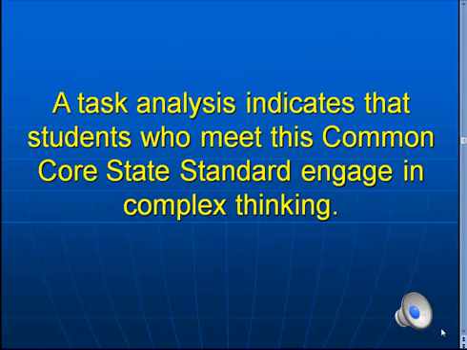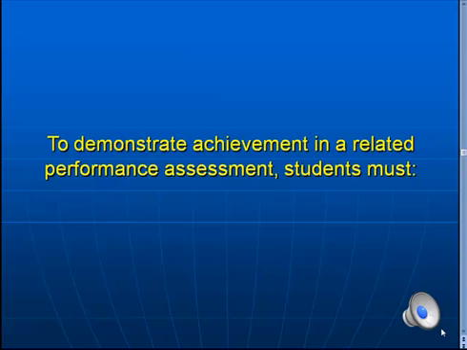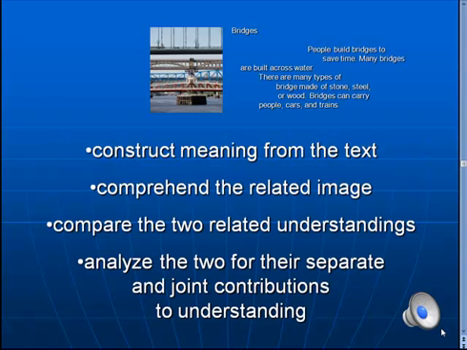If we conduct a task analysis of this simple photo and this simple text to see what students have to do to be able to meet the Common Core state standard, we might be surprised with the complexity of thinking and manipulations that students have to do. To demonstrate achievement and to meet this Common Core state standard, the students must do the following. First, students must do what readers always have to do, and that's construct meaning from the text. Second, they have to comprehend the related image, in this case, the photograph of the bridges.